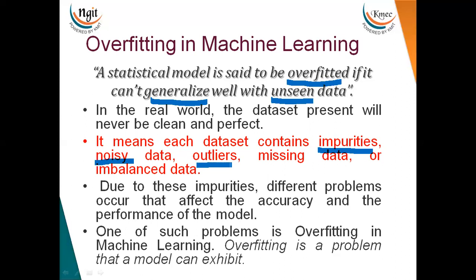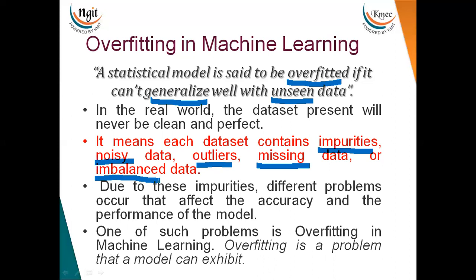I will give one example for it. Suppose I have one feature as the age of a person. Age will never be negative. But suppose one of the training samples contains age as negative, then it will be considered an outlier. Missing data means some of the values are missing. Imbalanced data means for all the classes, you do not have the same number of samples. Such data is called imbalanced data.